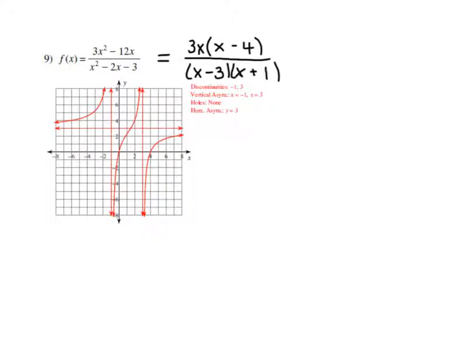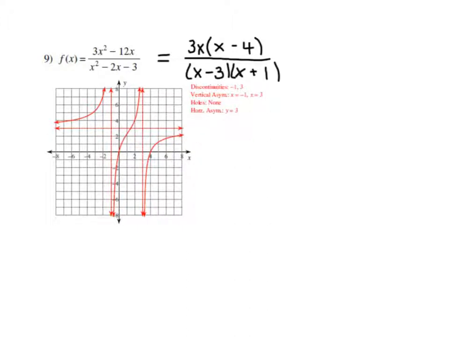Now, if we needed to find a hole, there's no holes. The horizontal asymptote, once again, you've got 3x squared and x squared. Notice I'm just ignoring the rest of this. I'm just analyzing the highest power in the numerator and the denominator. So the horizontal asymptote is going to be at y equals 3. I look here, sure enough, there it is, y equals 3.